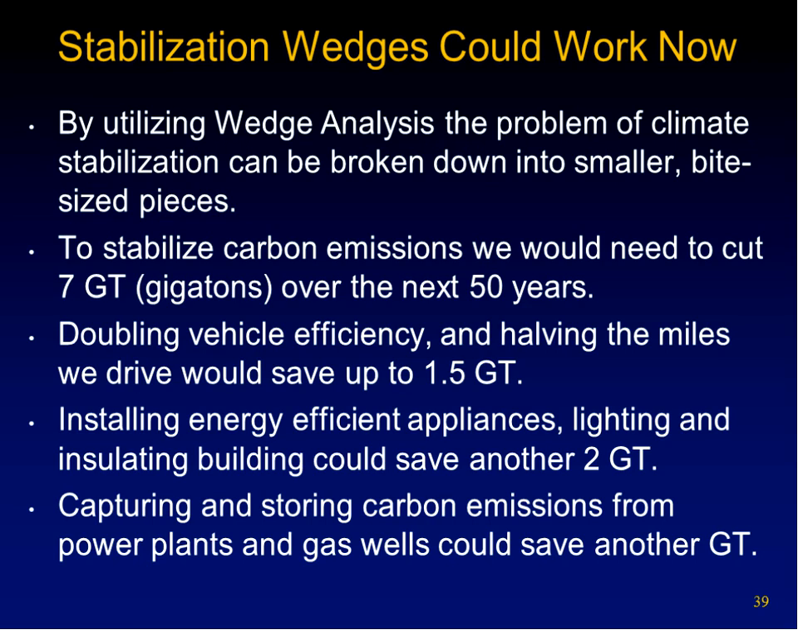Installing energy-efficient appliances, lighting, and insulating buildings could save another 2 gigatons. Capturing and storing carbon emissions from power plants and gas wells could save another gigaton. So you kind of add that up, and what do you get? 2, 3.5, 4. That gets us a little over halfway there.